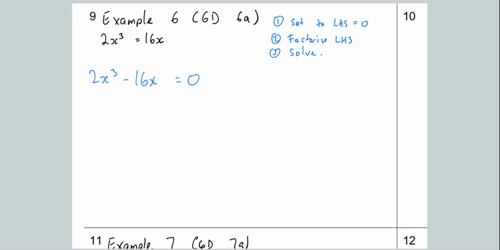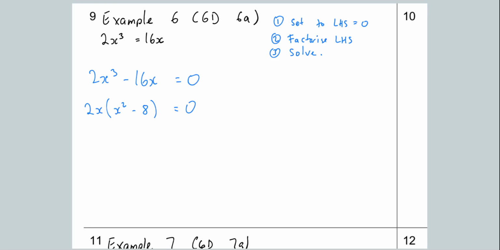To do that, we look at the coefficients first. 2 and 16 has a highest common factor of 2. And for x cubed and x, we just simply take the variable with the lowest power, which is just x. Open the bracket, write down what's left. 2x times x squared equals 2x cubed, and 2x times 8 will give me 16x, which is equal to 0.